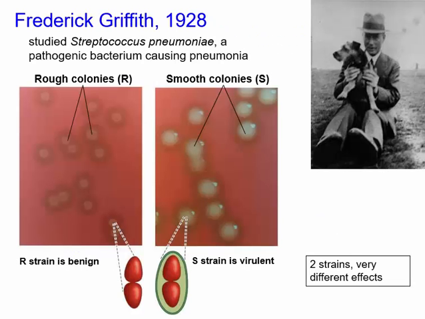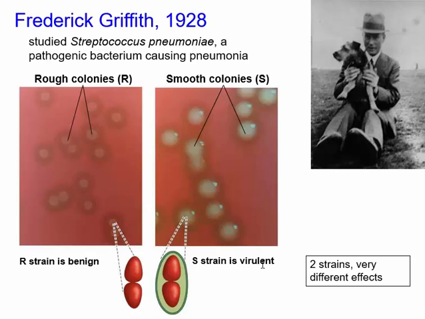So here's Fred Griffith with his dog, and he was studying Streptococcus pneumoniae. He was a microbiologist, and he had different strains of this bacterium. Here are a couple of examples that we're going to focus on. This R strain was named that because when you grow it on a culture plate, the colonies are not smooth, they're rough. And this S strain, so there were two different strains that he was looking at.